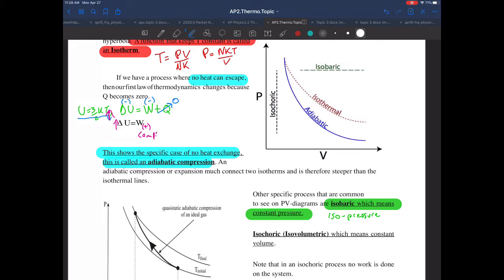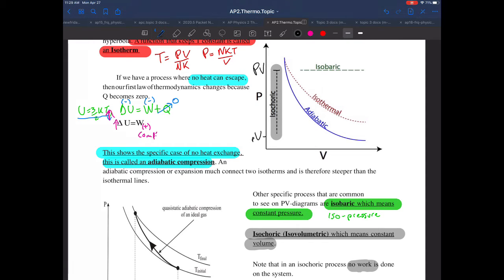Okay, the last process, isochoric, also called isovolumetric, which means done at a constant volume. In this process, you'll realize there's no P delta V. There's no work that can be done. So what's happening in this process? You go from a large P, V value to that same V value, but with a small P.